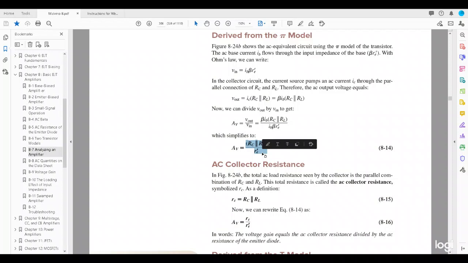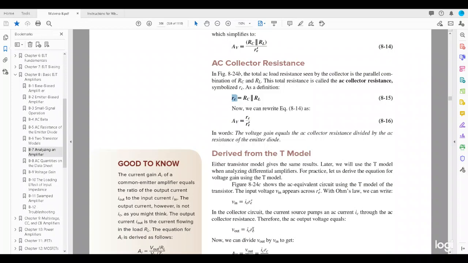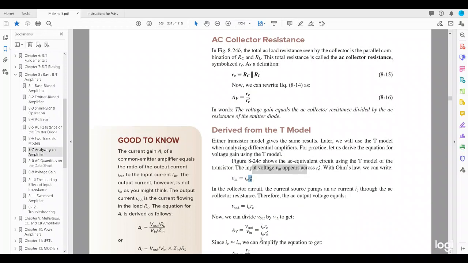I've always insisted that you solve AV for the no load. And he's also introducing a couple of terms here, RC and RE. So I just want to talk about what those are. So he's got R prime E, and he's got RE. So let me just show what that is.